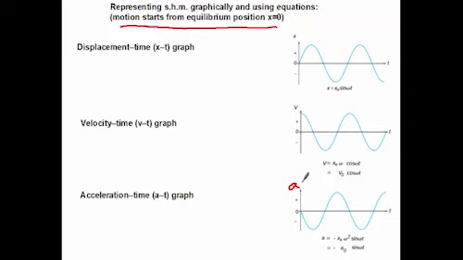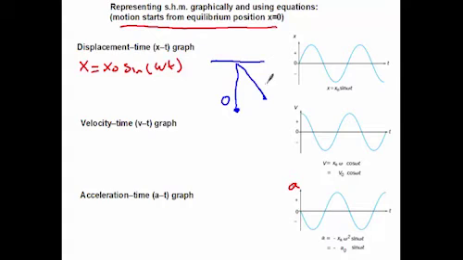So this is a motion starting from the equilibrium position. We want displacement x equal to x0 sine omega t, as we have seen. This is a sine function. If we go to a simple pendulum, this means the motion is starting from this position, x equal to 0, and this is the maximum point A.